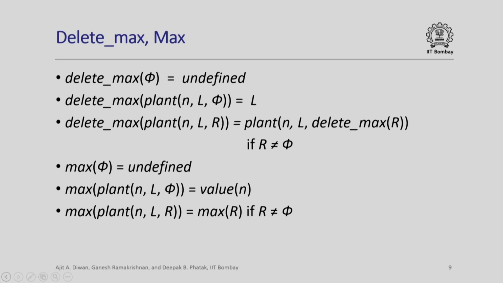Similarly, the max value is defined to be undefined if the tree is empty. If the right subtree is empty, the max value is in the root node itself, so it is the value m, and if the right subtree is not empty, it is the max value in the right subtree.